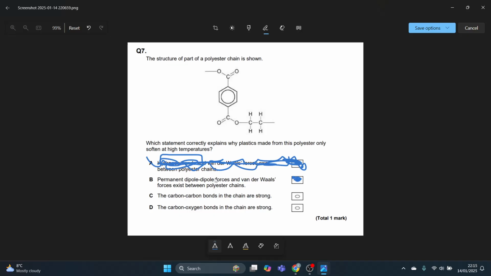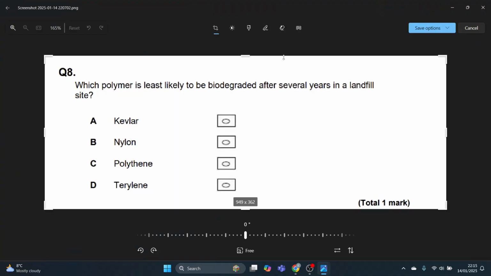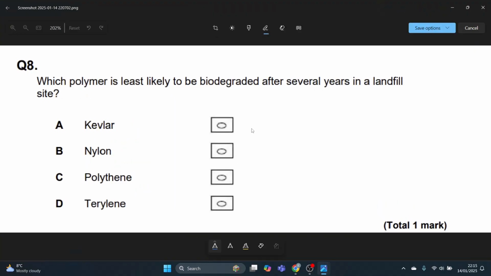The carbon-carbon bonds are strong. The carbon-oxygen bonds are strong. No, they are not the reason. Which polymer is least likely to be biodegraded after several years in landfill sites? So immediately I went for A, then Kevlar, the hydrogen bonding and all of that. The answer is not A. The answer is polythene, because of its polymer chains, non-biodegradable. The answer is polythene.